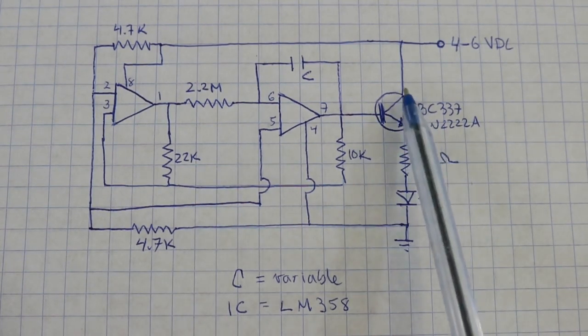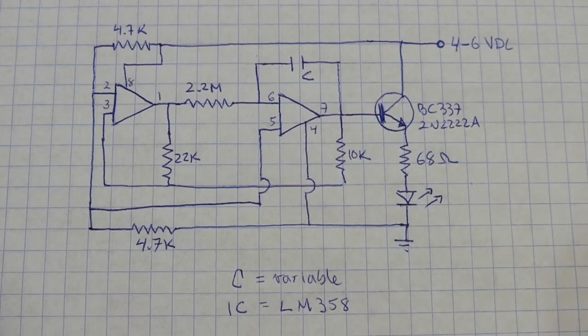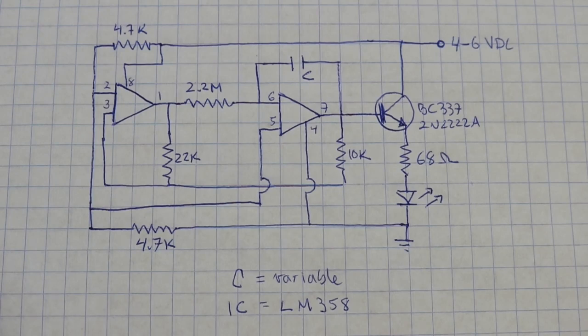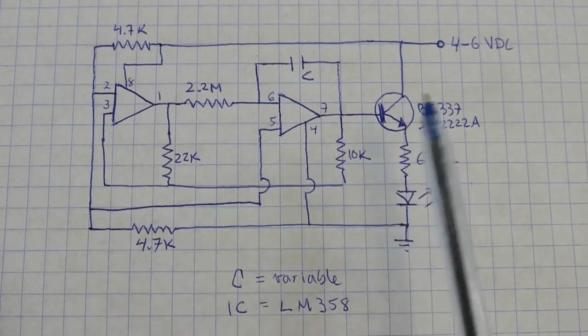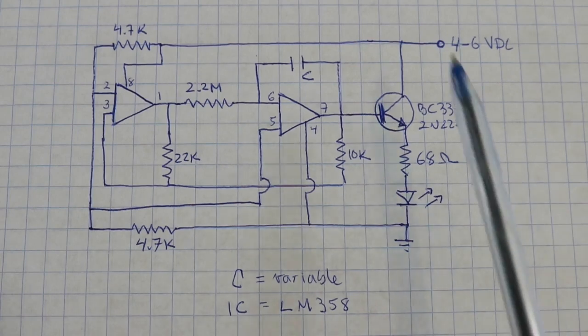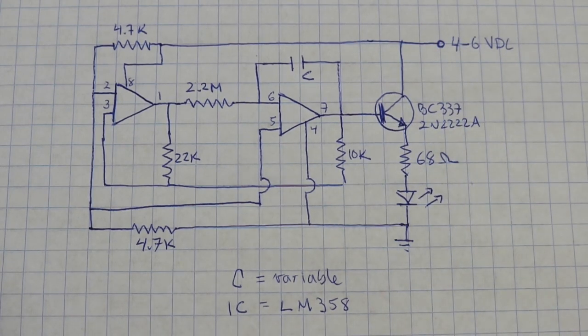We have here a transistor to amplify the output current of the second operational amplifier. You can use any small signal transistor, such as the BC337, and here we have our LED, and you can feed the circuit with around 4 to 6 volts DC. So let's now see the circuit working.